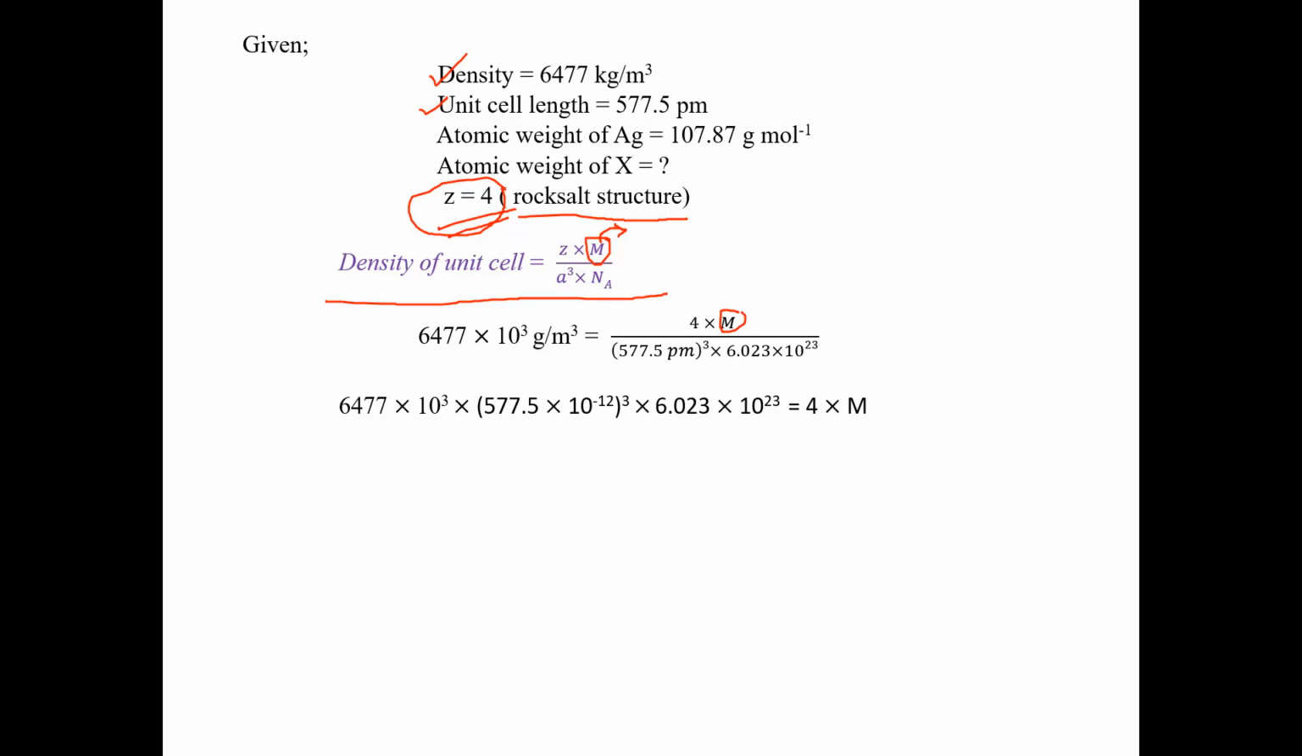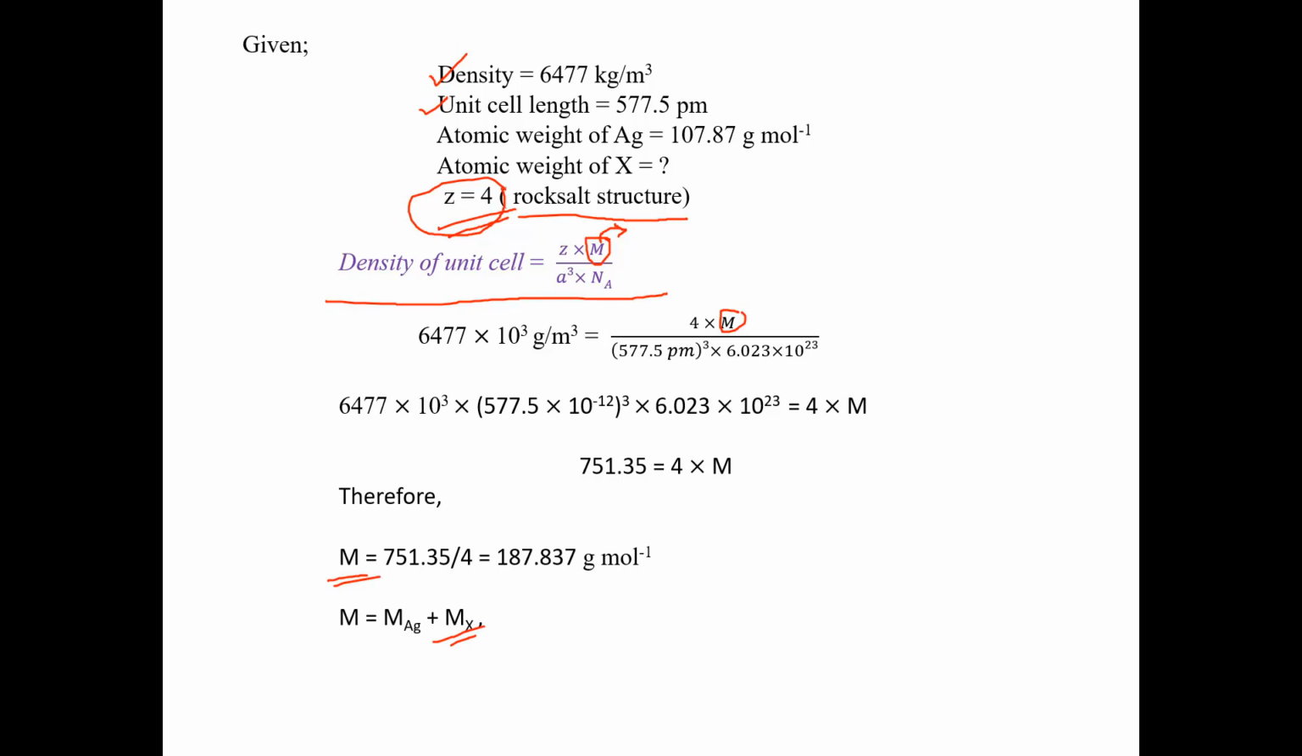And here it is mentioned that the unit cell length is in picometer, which is equal to 577.5 into 10 raised to minus 12 meter. And Avogadro number is 6.023 into 10 raised to 23. Now solving this equation, we get the value of M equal to 187.837 gram per mole, and this M corresponds to the total mass of silver as well as the mass of X.